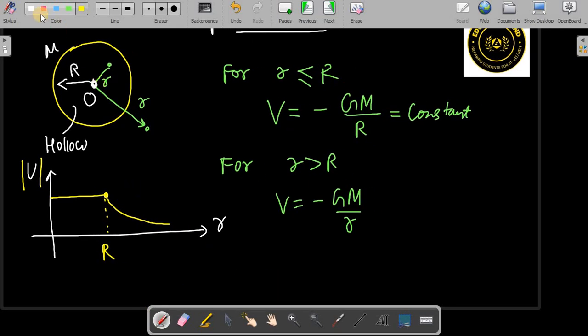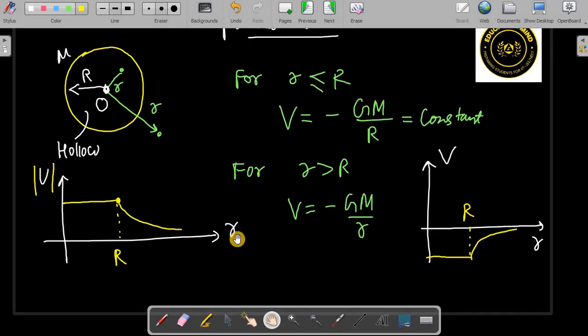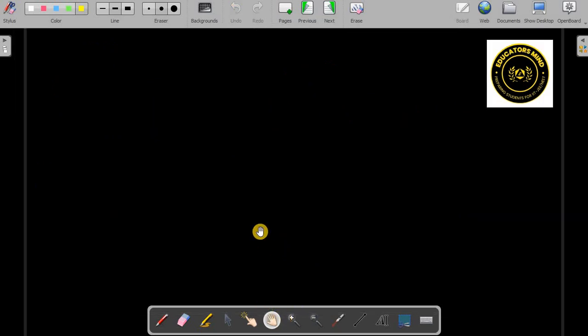If you want to draw the diagram without considering the magnitude, you may do that also. V versus r. The only thing is that it is constant in the negative direction like this up to this R. After that it may go like this. So here, without magnitude and with magnitude, you can understand that. Okay. Then next, what about potential due to a solid sphere?